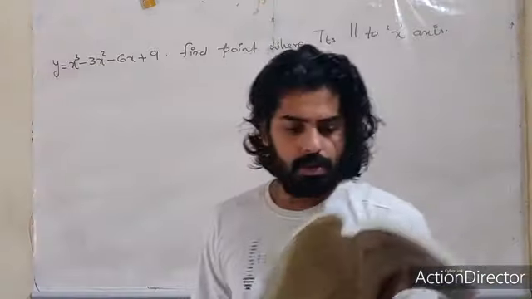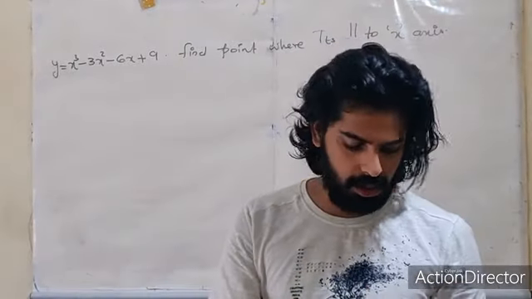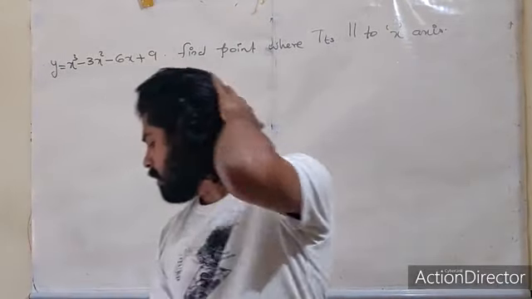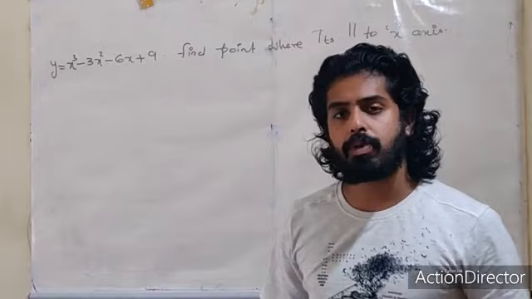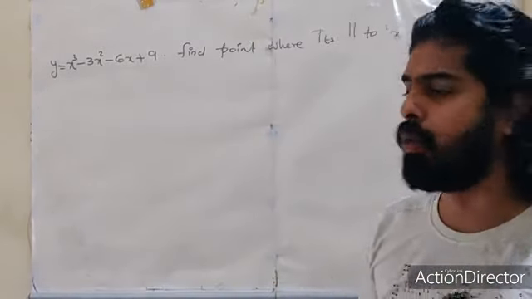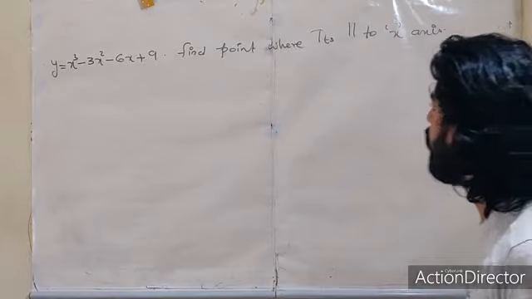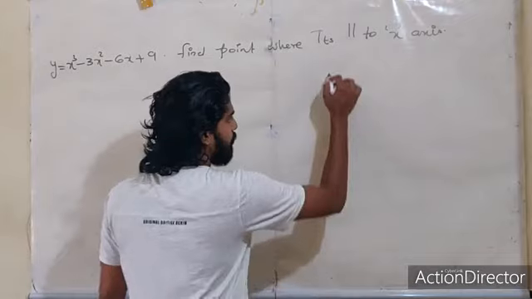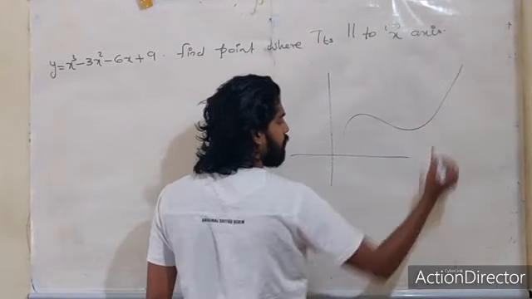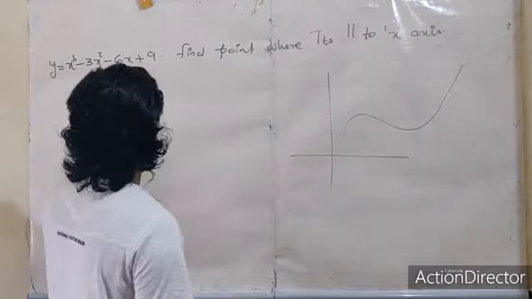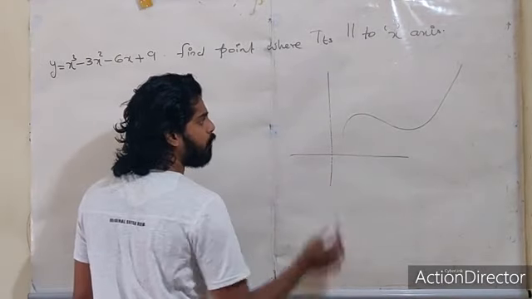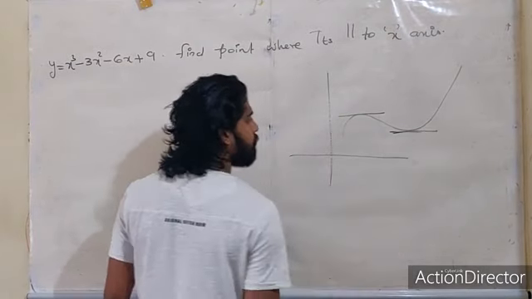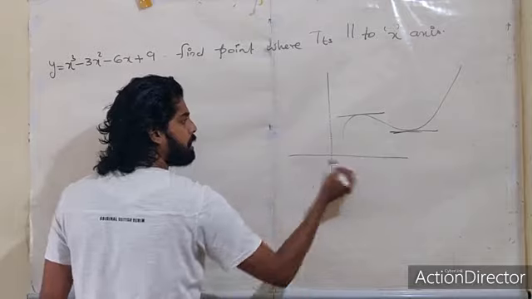Now let's do the seventh question in NCERT. The question is, find the point at which the tangent to the curve y equal to x cube minus 3x square minus 9x plus 7 is parallel to the x-axis. You have to find the point on this curve at which the tangent is parallel to the x-axis. Suppose the curve is like this. Let us assume the curve to be like this. The tangent parallel to the x-axis may be like this.